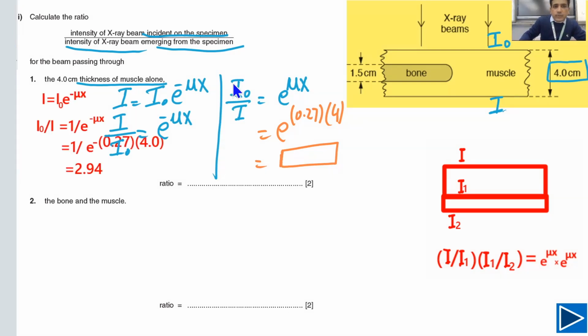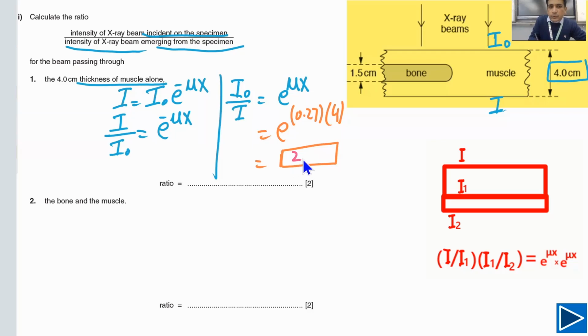So this one has to be your final answer, 2.94. If you do the calculations, you will get 2.94. So this is the final answer. It means incident intensity is this many times greater than transmitted intensity. So this one is the answer. Now let's go to the next.